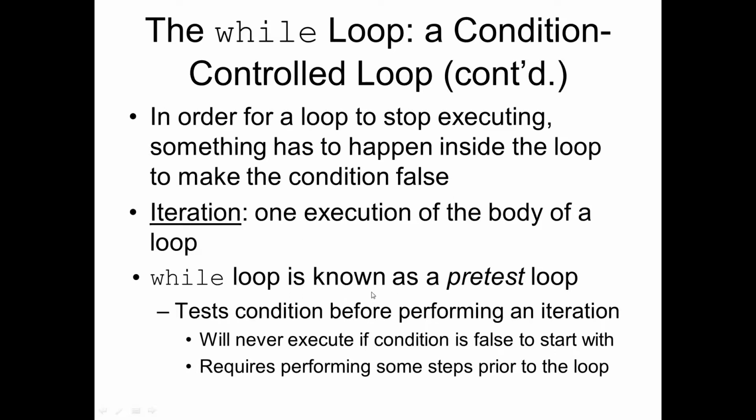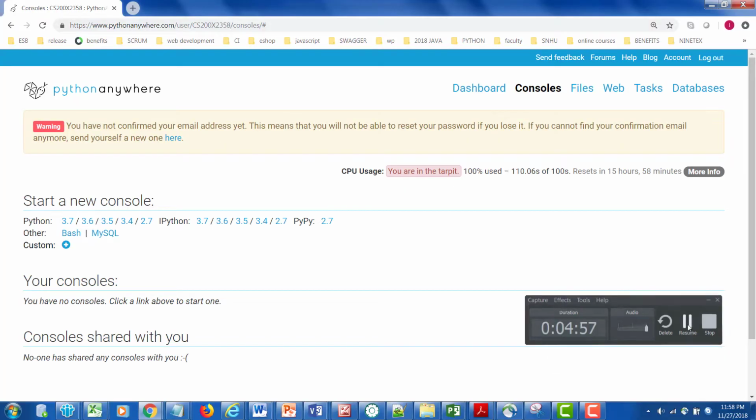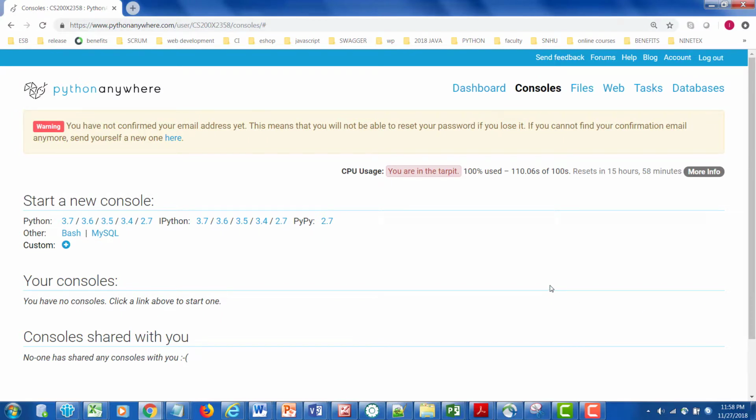So again, a while loop is a pretest loop. We're going to test the condition before we perform our iteration, and we'll never execute the loop if the condition is false. Let's move on to the solution.